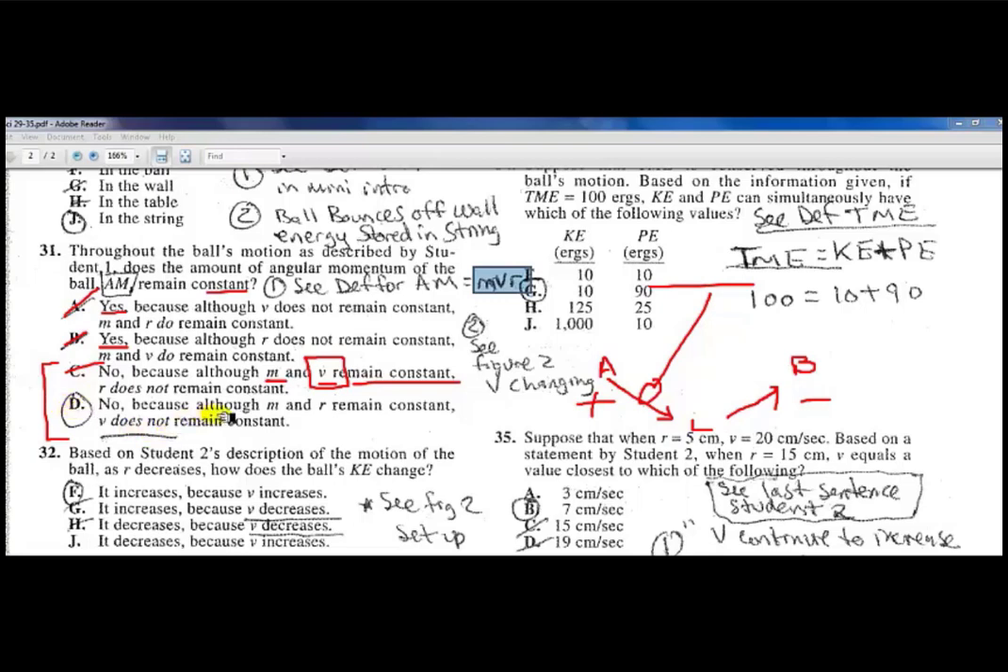D says no because although M and R remain constant, yes, the string length, distance, remains the same and the mass of the ball remains the same. True. V does not remain constant. D is the correct answer for 31.